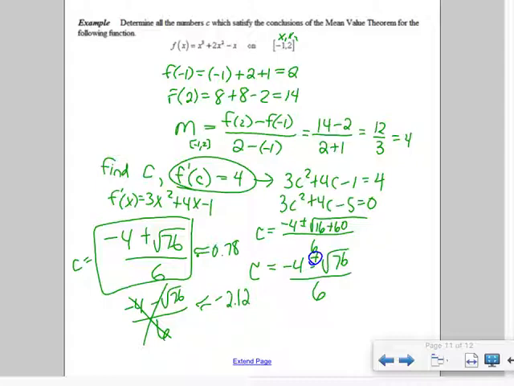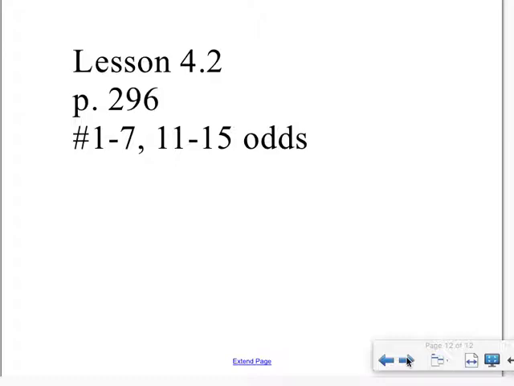And those are some examples of the mean value theorem. Here is your assignment. I think that page might be wrong, but just find 4.2, and you're just doing the odds 1 to 7 and 11 to 15.